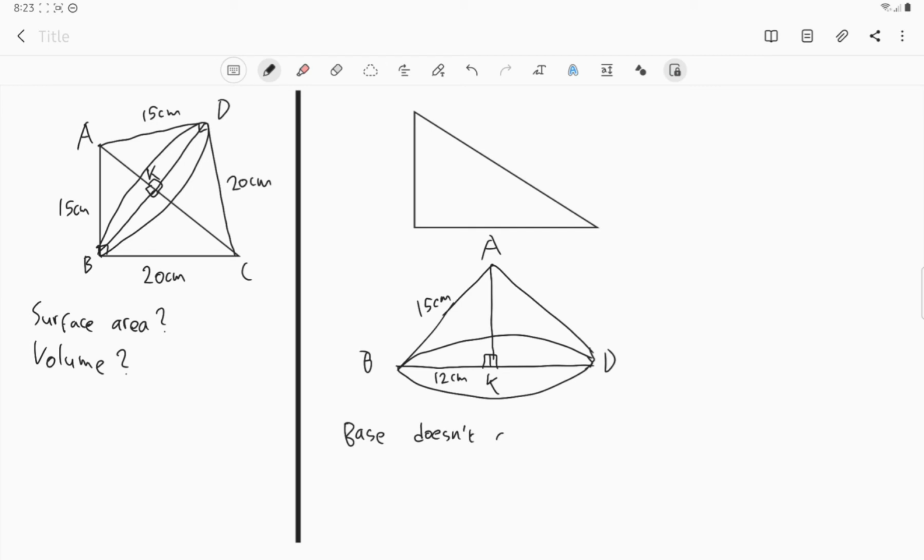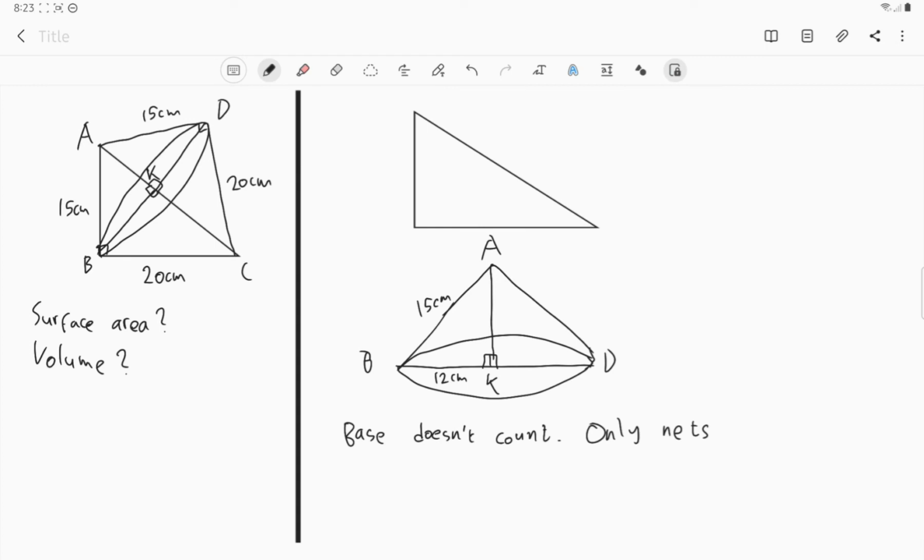Base doesn't count. Only the net. Why? Because, you see, in 3D it's going to look like this. You won't see the circle in real life. There is no surface area for the circle, only the net. So how do we find the surface area for the net here?